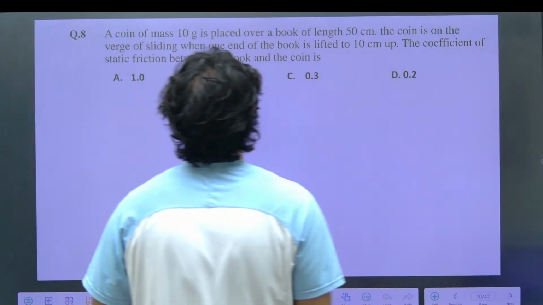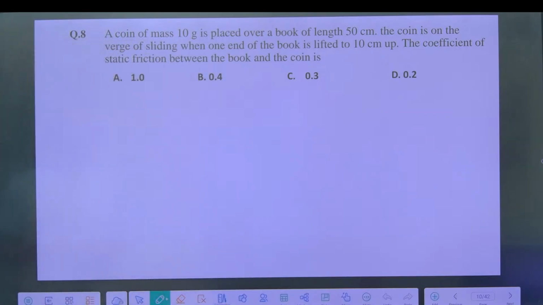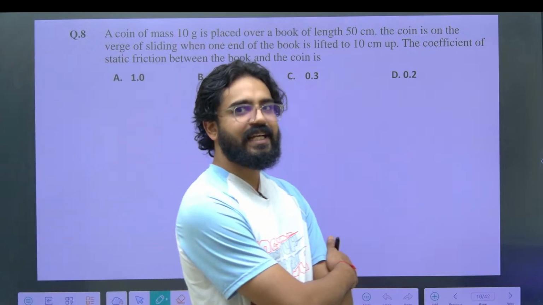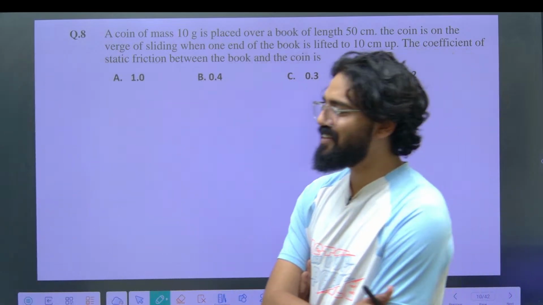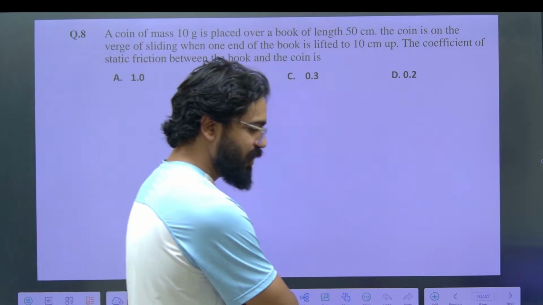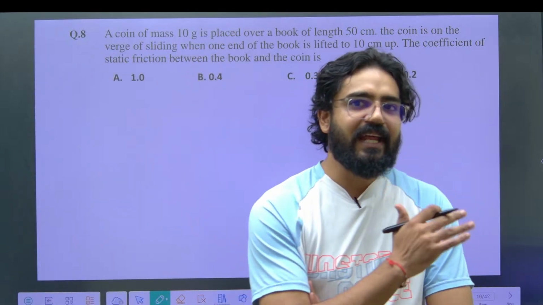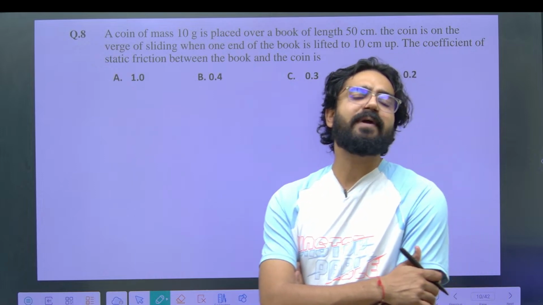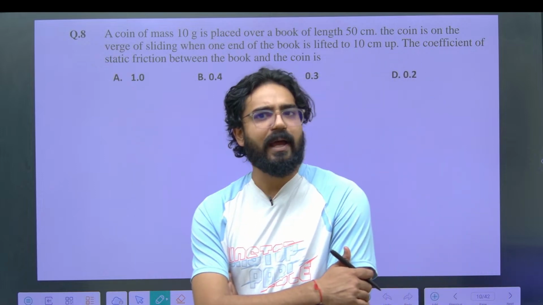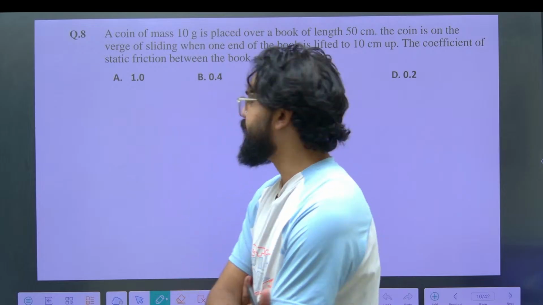Let's go to question number 8. A coin of mass 10 gram is placed over a book of length 50 centimeter. The coin is on the verge of sliding when one end of the book is lifted 10 centimeter up. The coefficient of static friction between the book and the coin. We have done this experiment in the class only, right? Correct. So let's do it one more time. We know when it happens, when theta becomes the angle of repose, and when it happens, when mu takes the value tan theta. Correct.